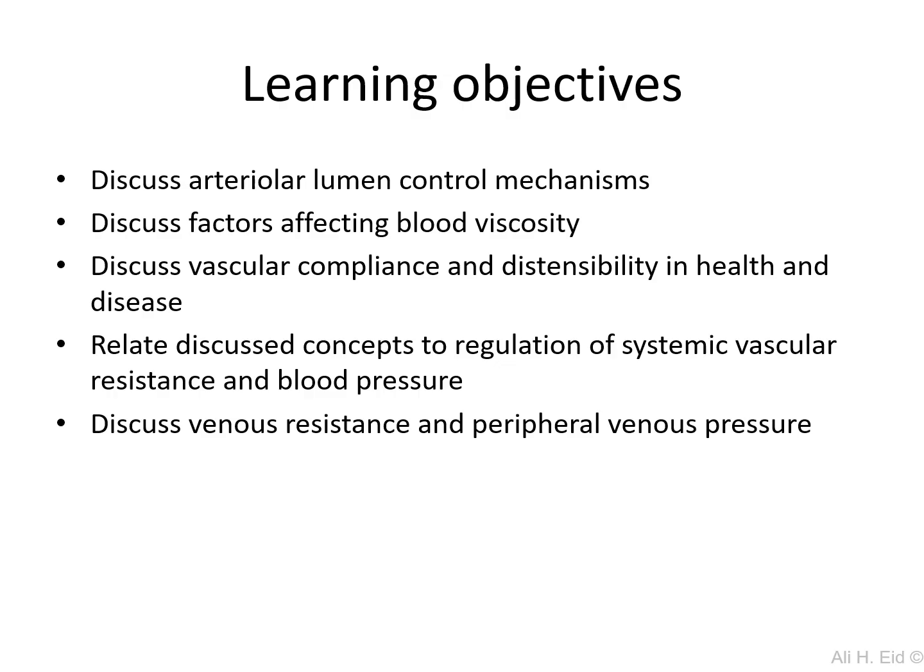We will also discuss the factors that affect blood viscosity, and we'll also go over vascular compliance and distensibility, both in physiology and pathophysiology. And then we will relate most of these concepts to the regulation of vasotone and systemic vascular resistance. And towards the end, we will discuss veins and venous resistance as well as peripheral venous pressure.